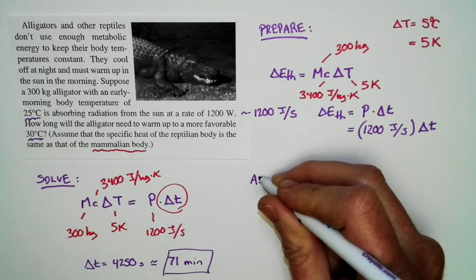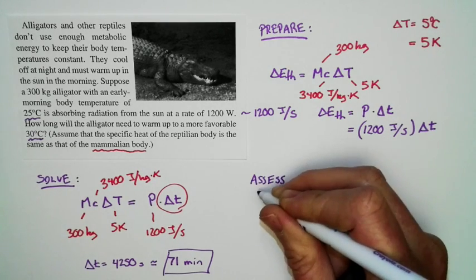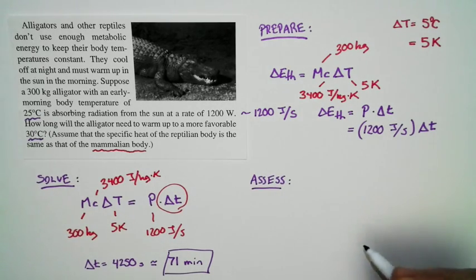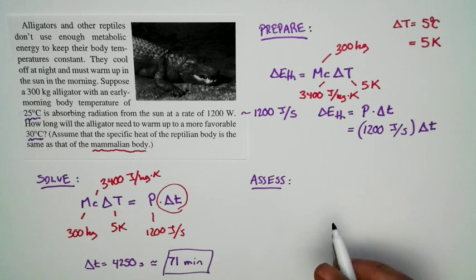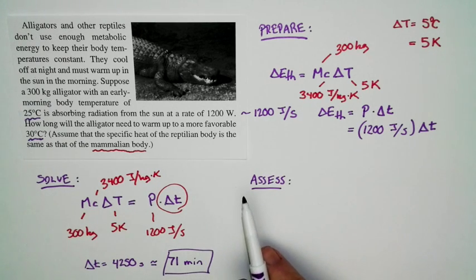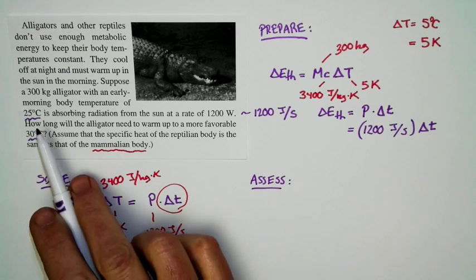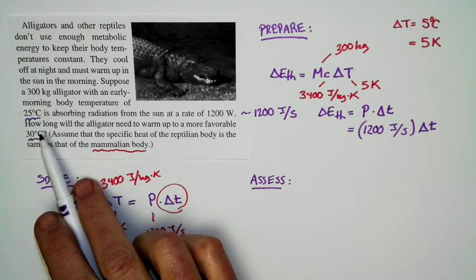And is that reasonable? Because we need to think about that. The final stage of any problem is to assess it. 71 minutes is a bit over an hour. And if you've ever watched alligators, in the morning, they take their time getting ready. And it's cooled off pretty significantly overnight.